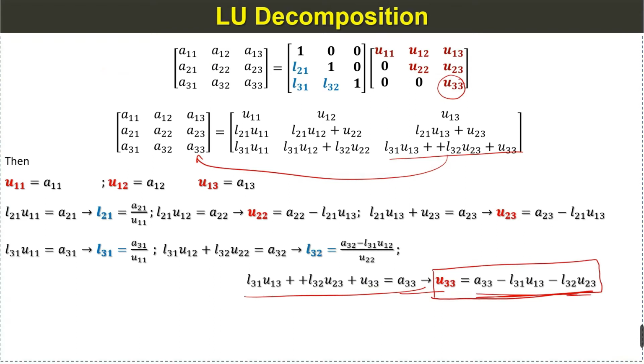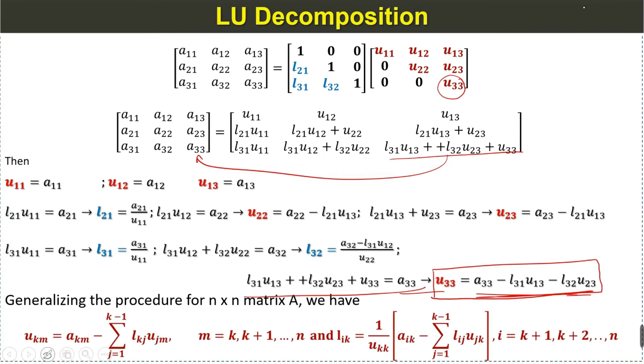Now in general form, for n cross n, we get the values of u by changing the values of k and m, where m is equal to this one, looping over m. We can find the value of l by this equation, by changing the value of i, where i is equal to k plus 1, k plus 2, and up to n.